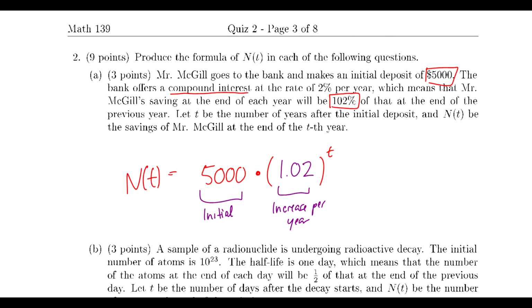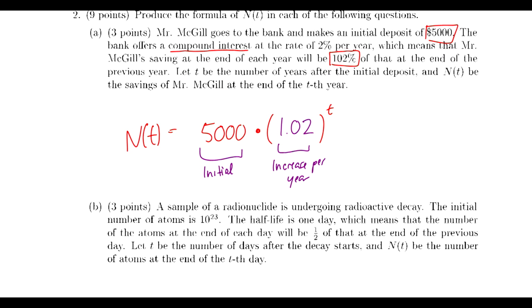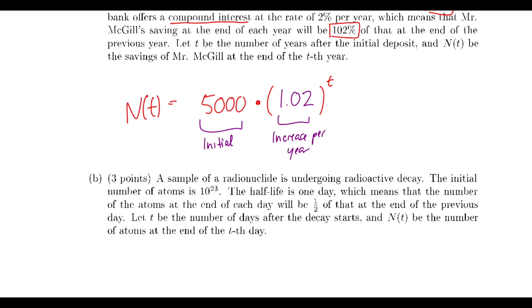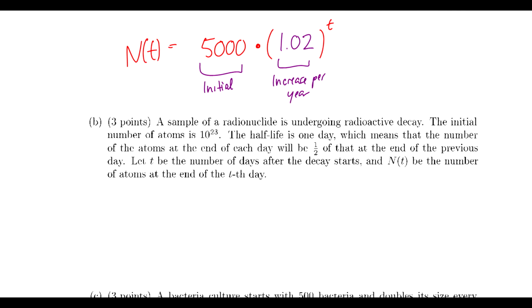Now, these next two questions follow the same sort of pattern. So you want to look at an initial value and then a multiplier per year. We have a sample of radionuclide going through radioactive decay. The initial number of atoms is 10 to the 23. Okay, let's start this here: 10 to the 23. We want to multiply it by something.